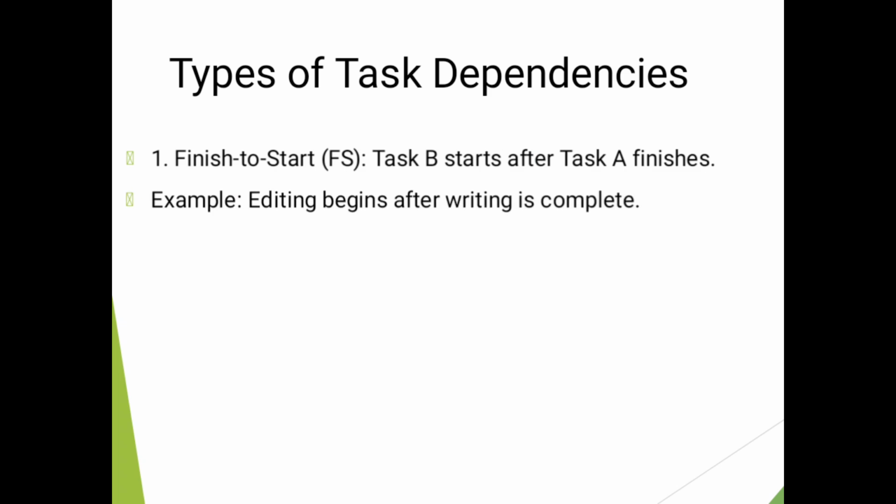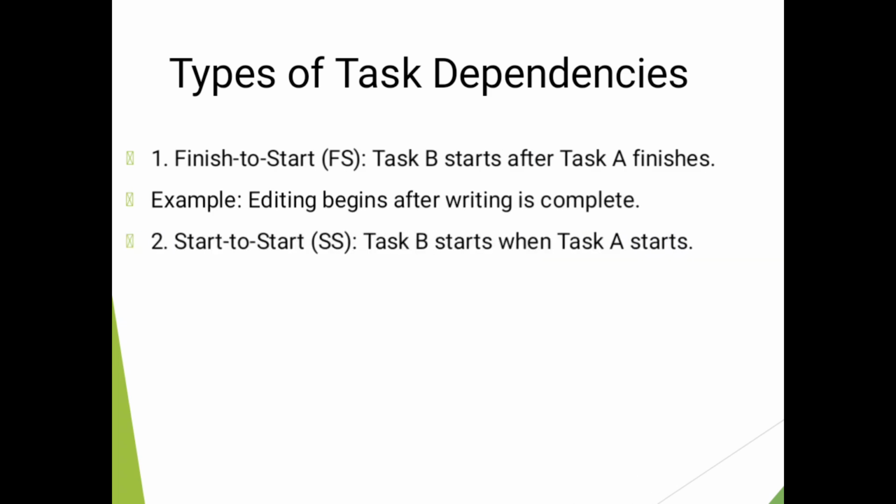Let's talk about types of task dependencies. Number one, finish to start. On that one, task B starts when task A finishes. For example, when you want to start editing a book, you are supposed to first finish writing the book.